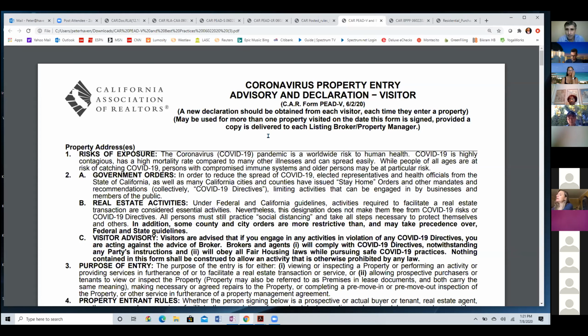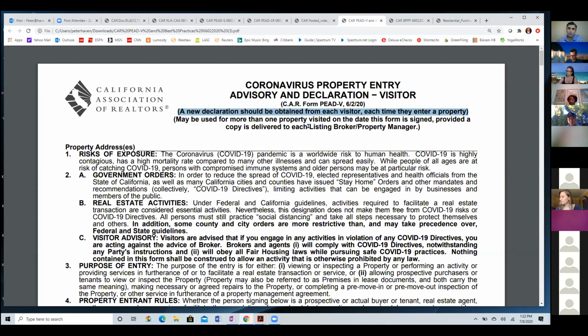CAR is saying, get another PEAD V. So when CAR says things like this, these aren't laws. These don't govern us as laws, but they govern us as what is called the standard of care. I mean, CAR is us. CAR is the California Association of Realtors. So if the California Association of Realtors has decided that we should get a new declaration, that is now our standard of care because that's us. We've admitted as an industry that that's what we should do.